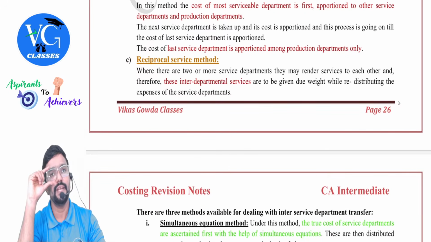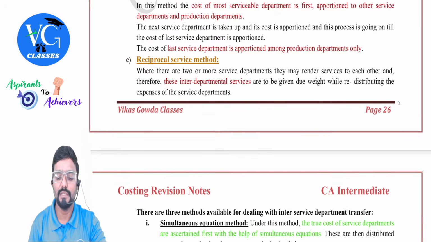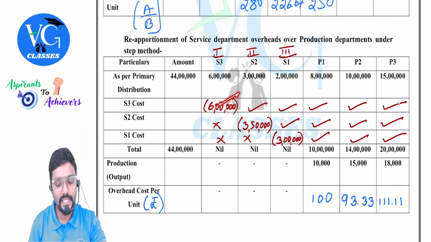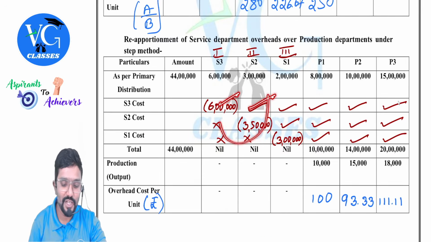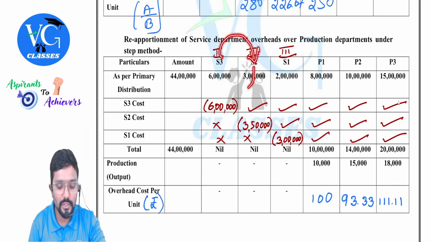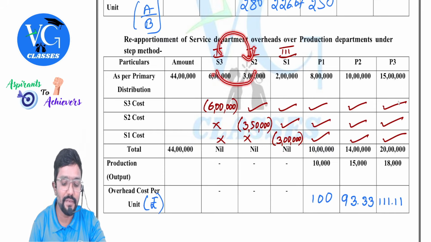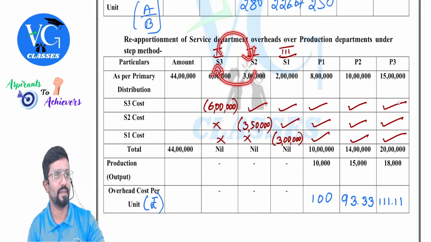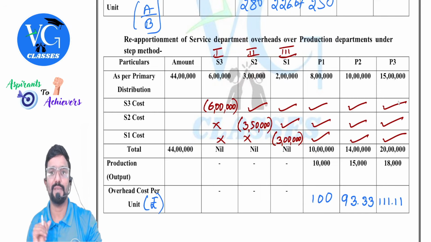Reciprocal service method means, guys, in the step method, what happened is, sir, we will allocate S3 cost to S2, but not S2 cost to S3. Correct. What if S3 is giving service to S2 and also receiving from S2? I repeat, S3 is giving service to S2 and also receiving it. In that case, can we follow the step method? No, sir. We call it the reciprocal service method.